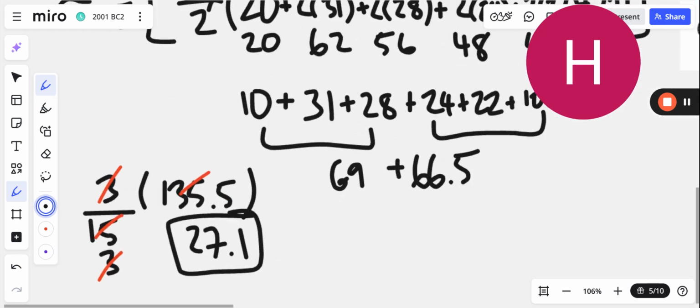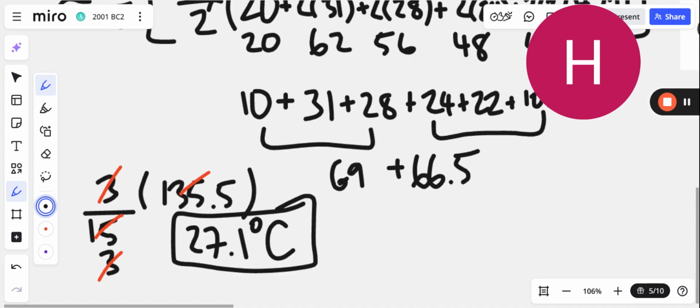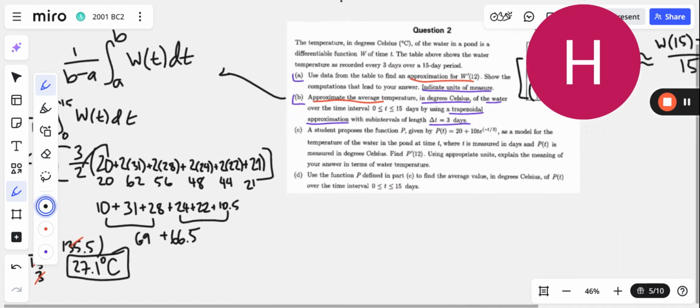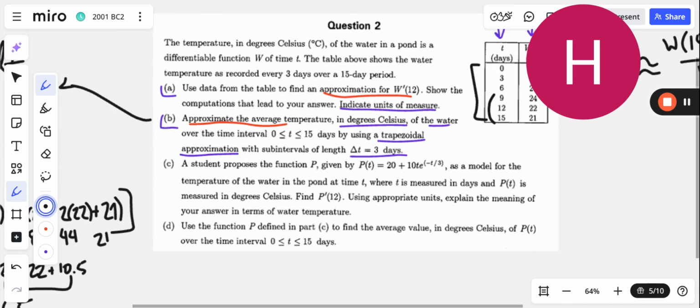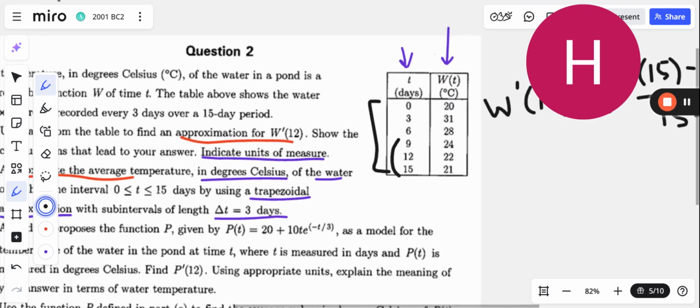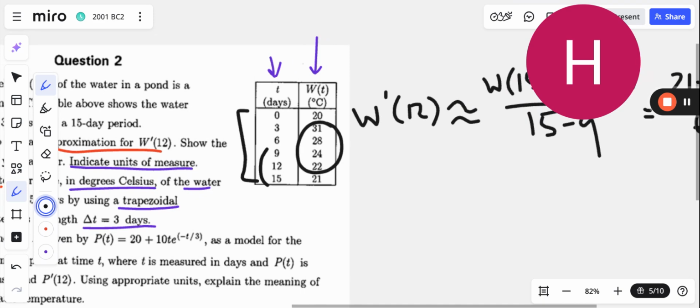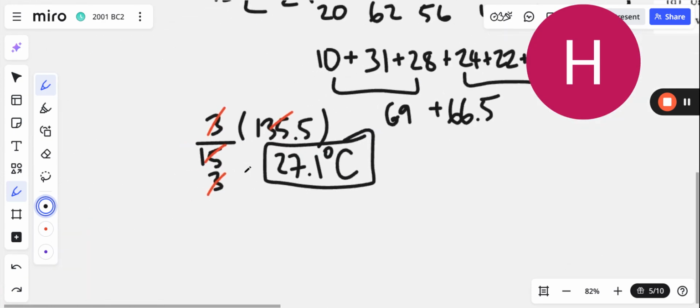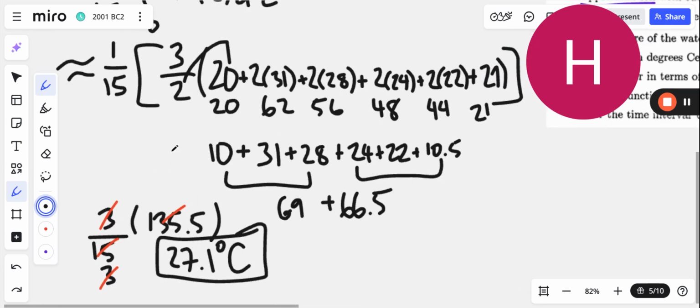Yeah, so that's going to be in degrees Celsius. That is the average temperature. We used the correct units, even though it didn't specifically request. Oh, it says in degrees Celsius. Yeah, so it already gives us the units. Yeah, that seems pretty accurate, right? 27, right around the 31 brings the average up quite a bit, and then 20 also brings the average up quite a bit. So 27.1, I can believe that.